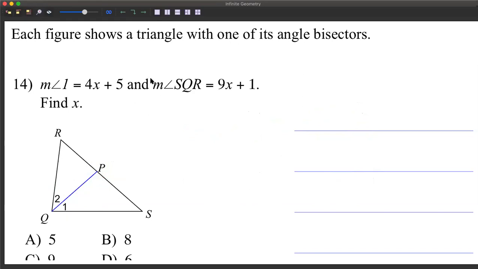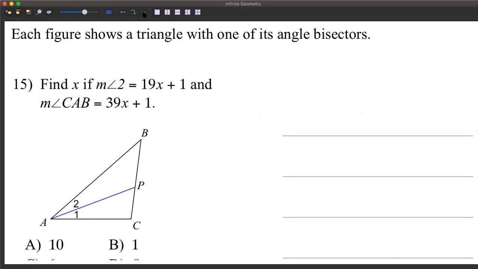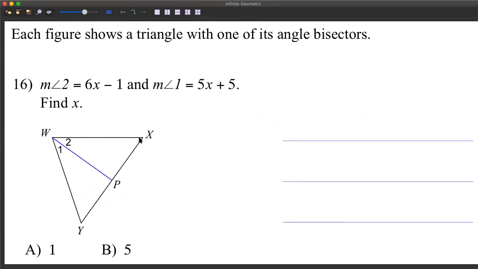Okay, so I think that's all the different types you're going to see. Those are the different types you're going to see. And does anybody have any questions?